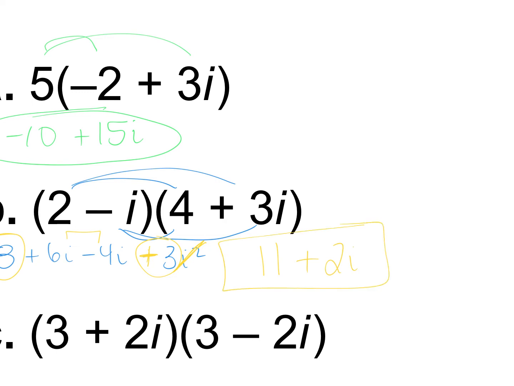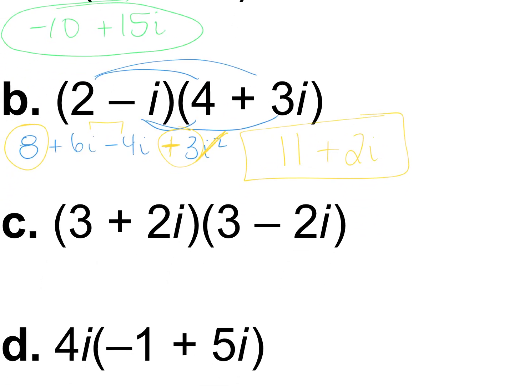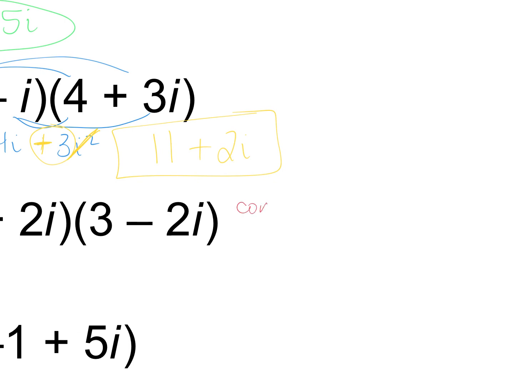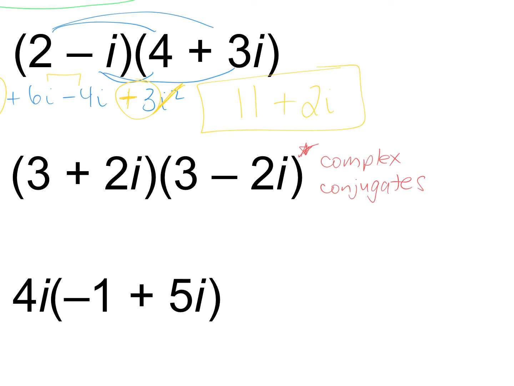i squareds will cancel out. They become -1. What do you guys notice about C? It's the same thing, but what? What's different? The signs are different. These are called complex conjugates. We're going to need that in just a second. Complex conjugates. Same terms. A and B are the same numbers, just the signs are different.